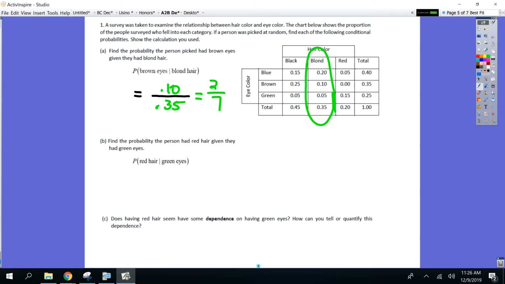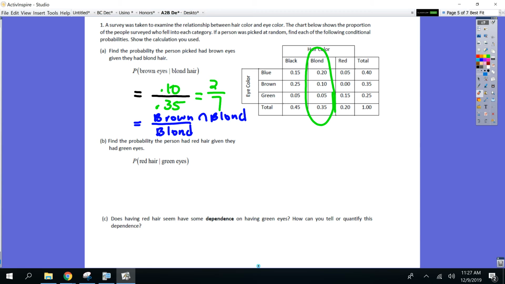Everyone all right on how we did that? Look what we did. We put blonde on the bottom because that was already given. And on top, what did we put? Brown and blonde. Isn't that exactly what our formula says? What's given on the bottom, the and on top. All right, one more just to make sure we're good.